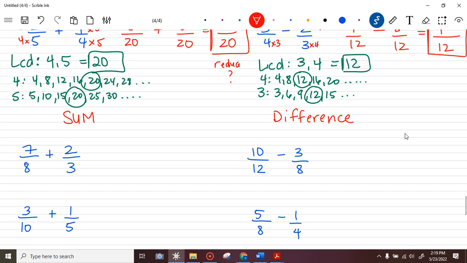So we need a common denominator between 8 and 3. We need an LCD. The first number that 3 and 8 match up at is 24. If you make your list, you should get a 24, and that should be the lowest number in each list. Another way, we just multiply, we also get a 24. So our job is to convert to 24.